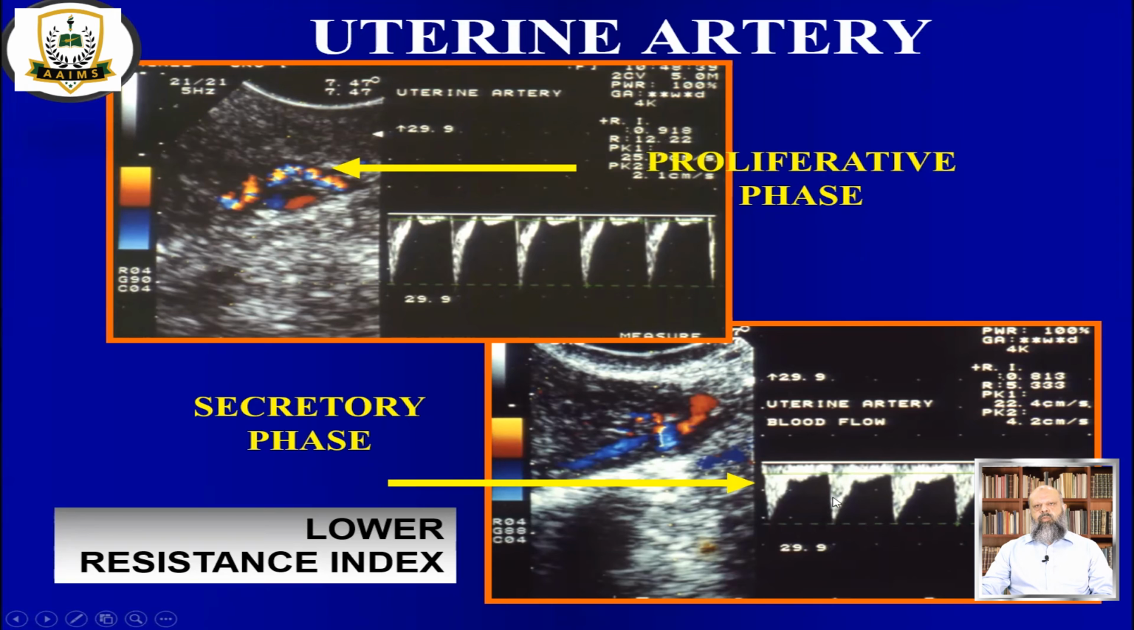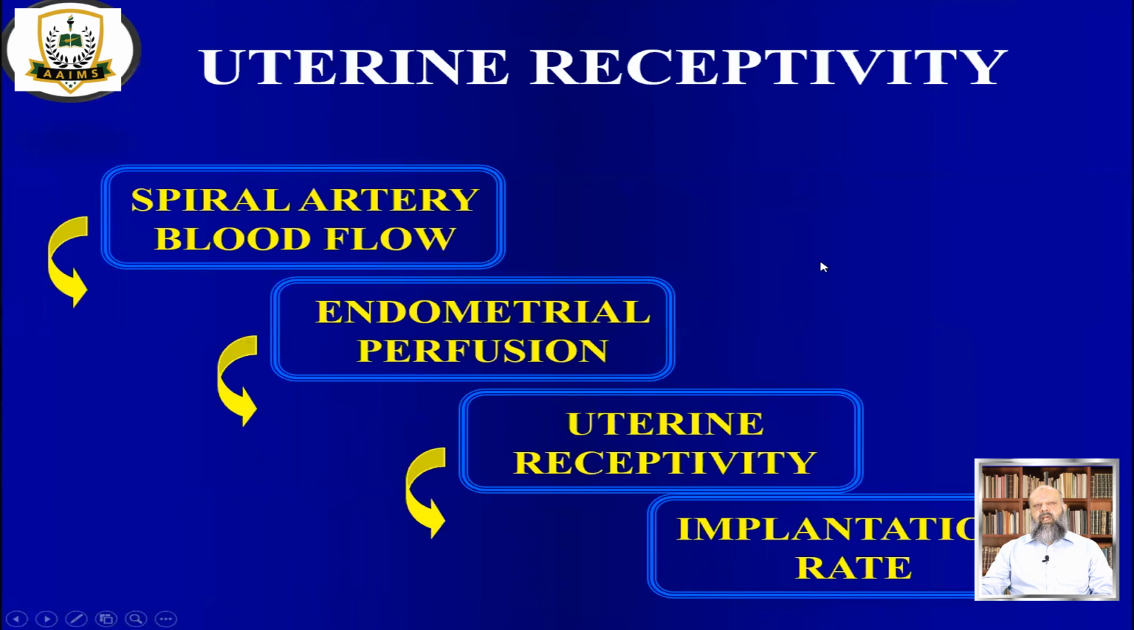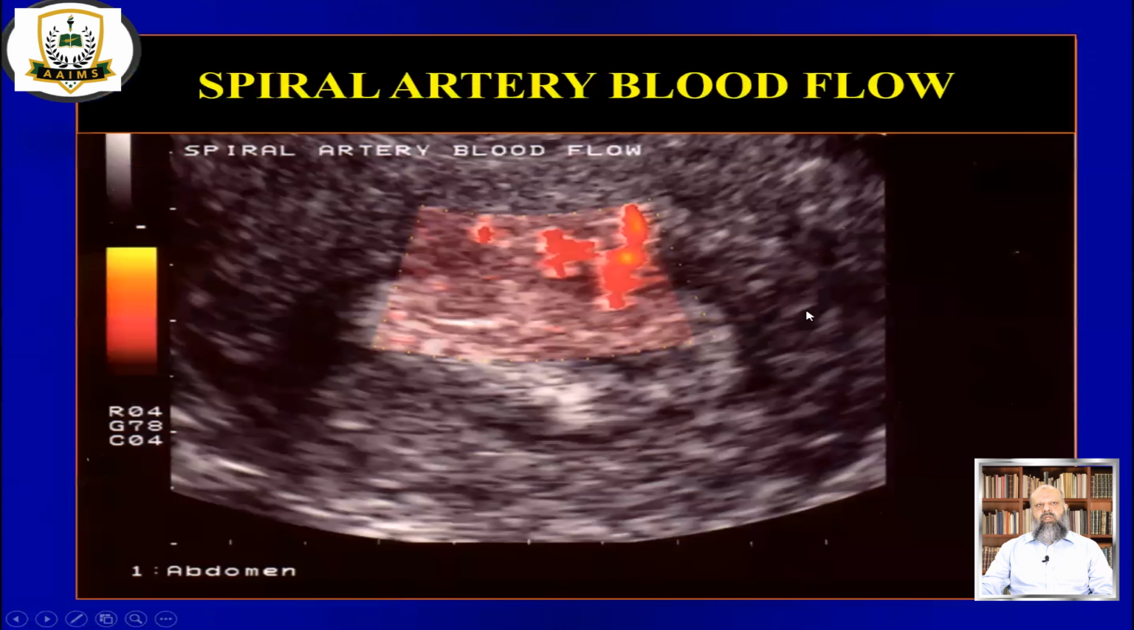It is biphasic, but its spectral appearance is changed. We have got the forward systolic and diastolic flow. The systolic flow has decreased as compared to the systolic flow of the uterine artery in the proliferative phase. So we will have to assess the spiral artery blood flow, then the endometrial perfusion, then the uterine receptivity and implantation rate. We will discuss these things.